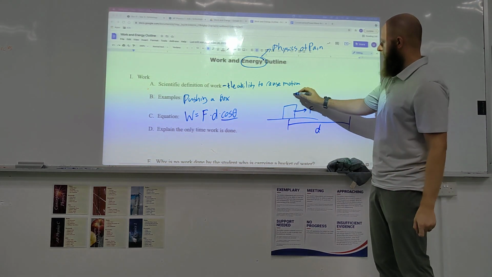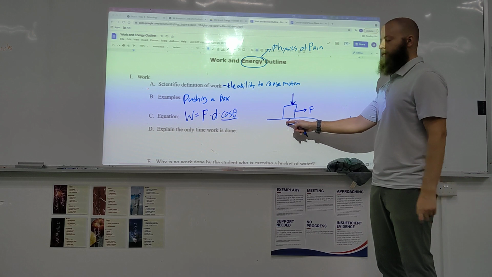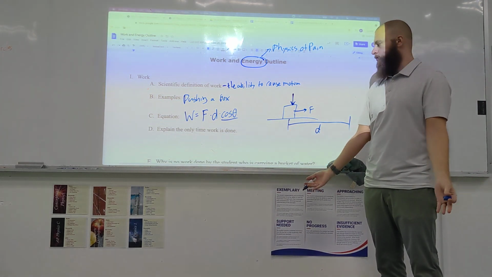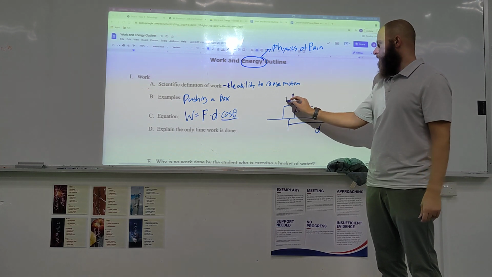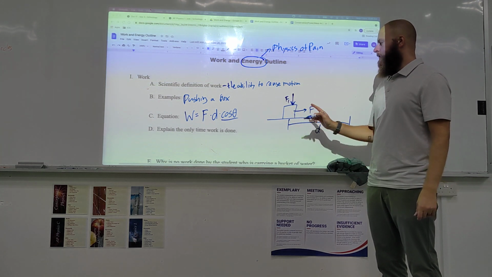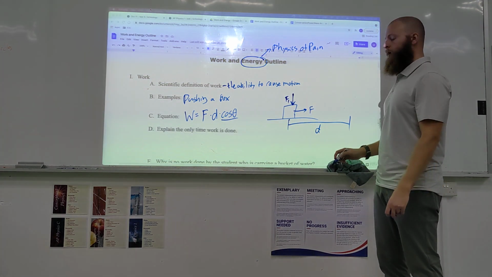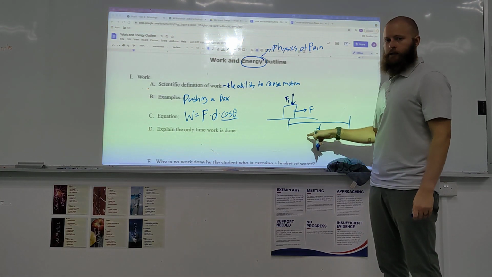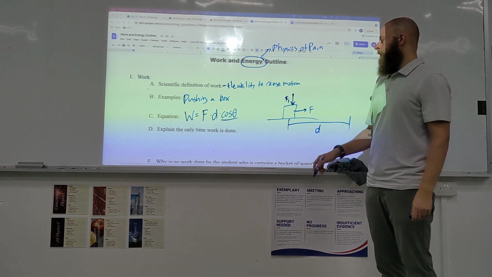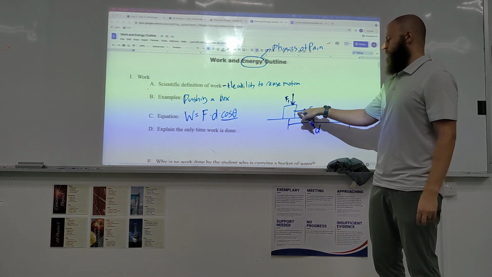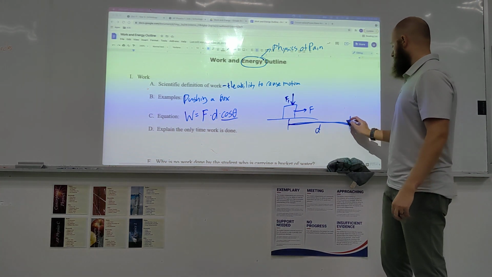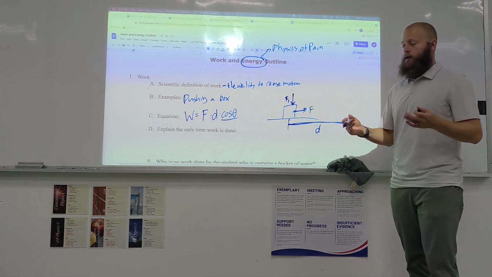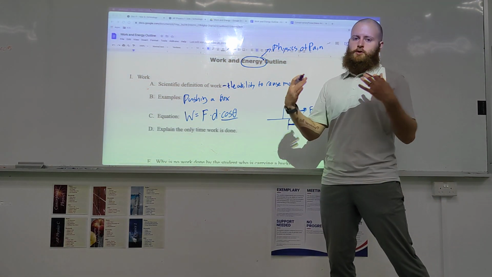For example, if I'm pushing this way, and then the box moves this way, did I help it move? No, I didn't really help it move. So my force, this force here, doesn't count. The way we figure this out is by looking at the angle between the force and the distance. If the angle is the same, so in this example, my distance is to the right, and the force is also directly to the right, well, cosine of 0 is just 1.